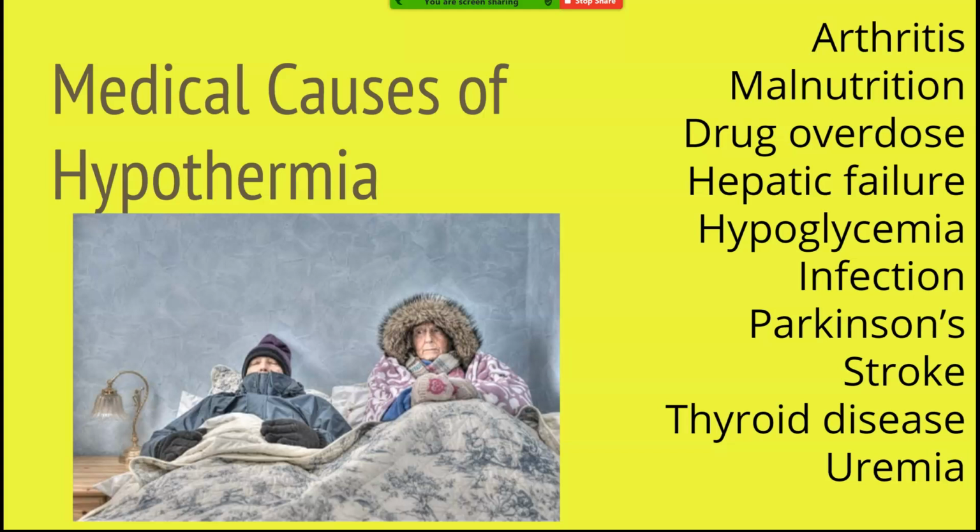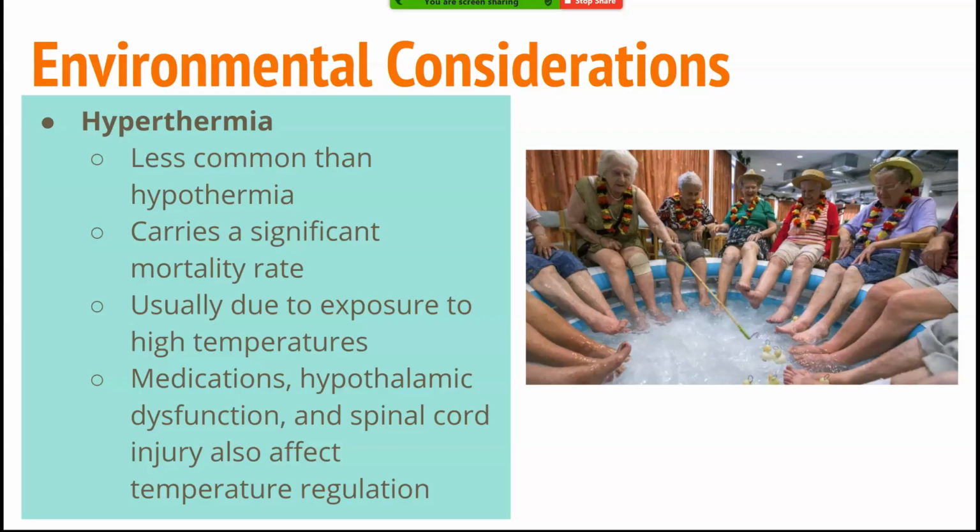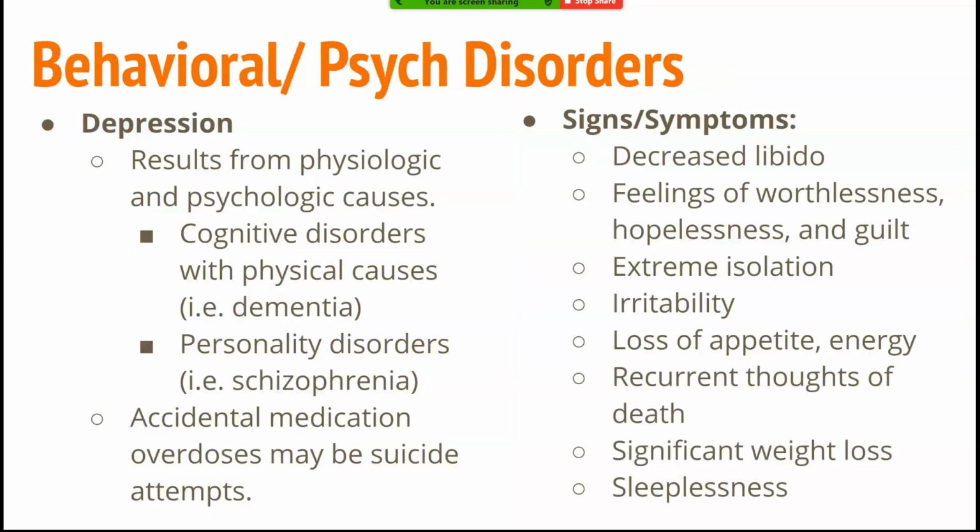Other issues that might cause hypothermia include hypoglycemia, infection we talked about, malnutrition, thyroid, right? Thyroid's really important when it comes to maintaining your metabolism and your body temperature. Hyperthermia is a lot less common, but if it does happen, it does cause significant mortality rate. Again, we talked about how the elderly can't necessarily feel the heat, and that their mobility is also decreased, so they might not be able to remove themselves from heat, and they don't sweat as much, so they can't cool themselves off.